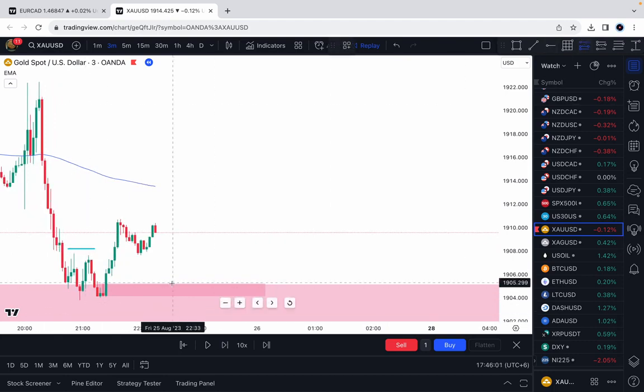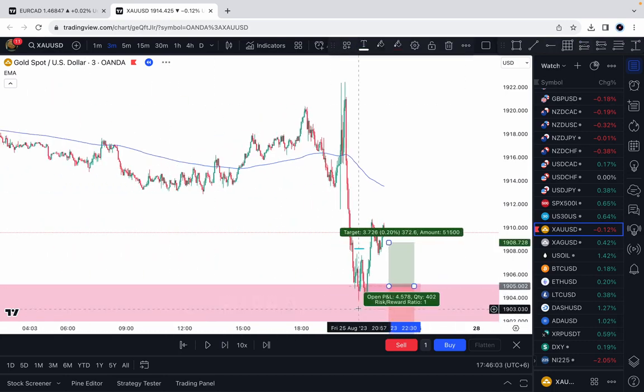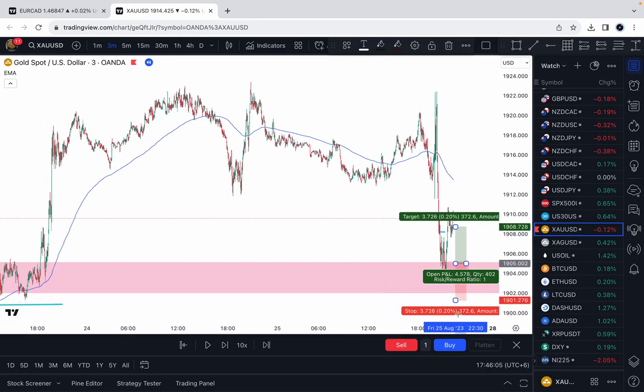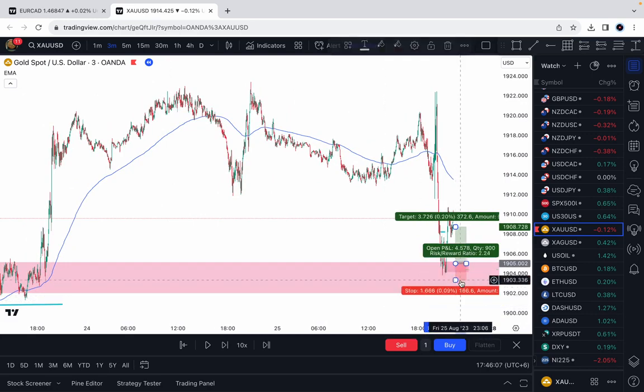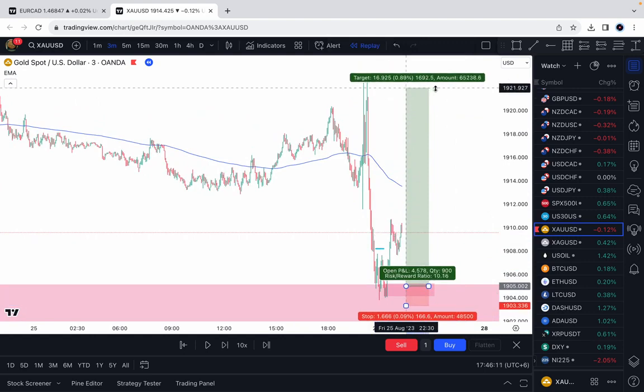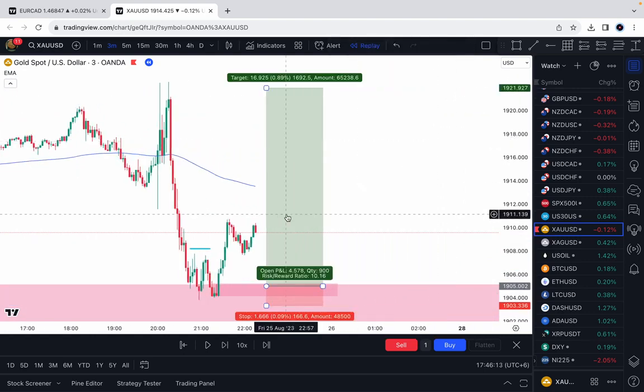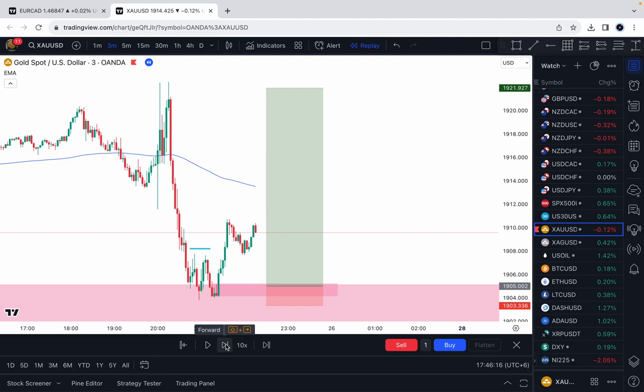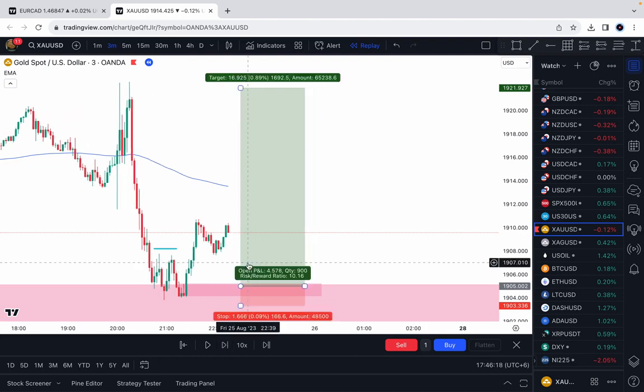So this would be my entry here. My take profit would be here, 1/10. But let's see if market comes. If it comes, it comes. If it doesn't, I'll look for other trades.